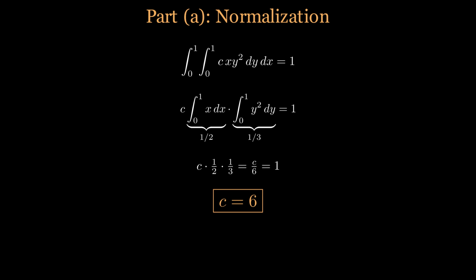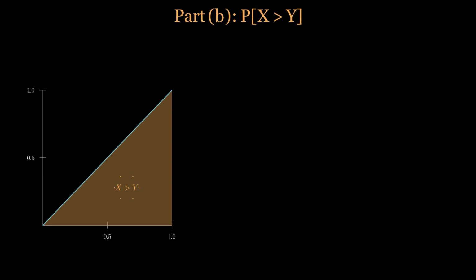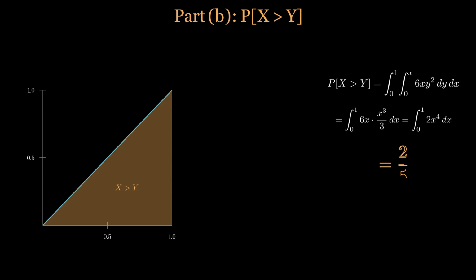Part B. First probability, P(X > Y). The region is the triangle below the diagonal in the unit square. The inner integral of 6xy squared from 0 to x gives 2x to the 4th. The outer integral of 2x to the 4th from 0 to 1 gives 2/5.